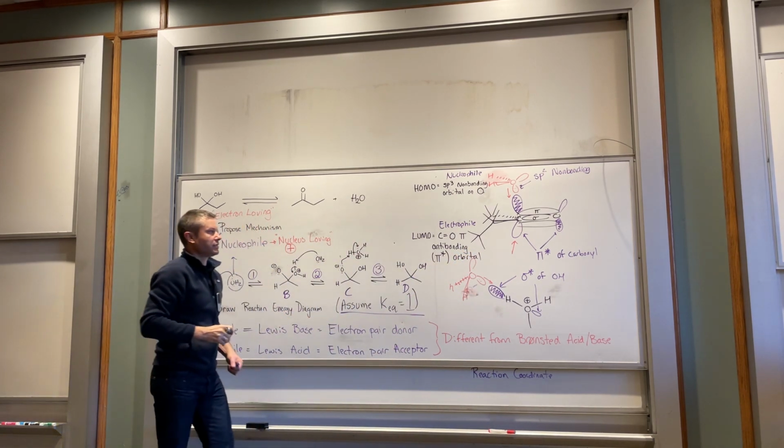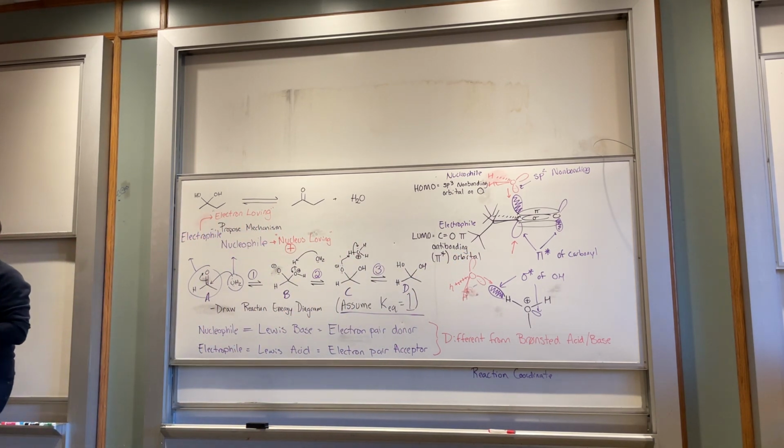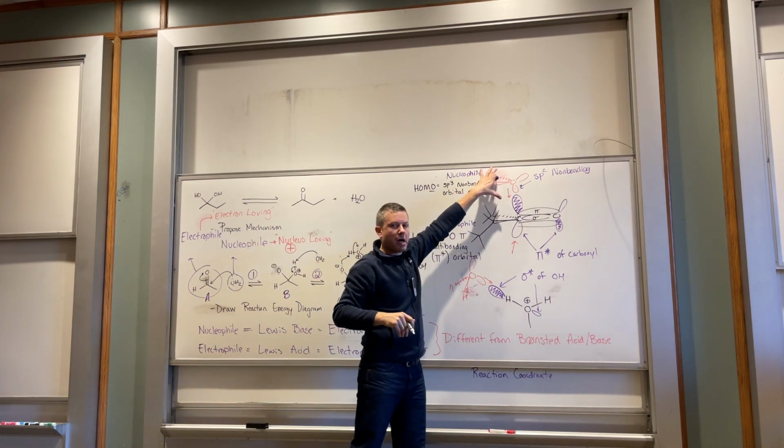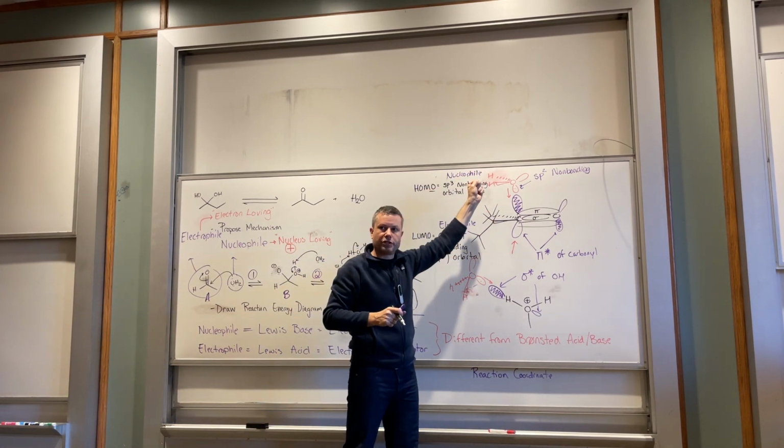Right? And in this case, the LUMO is going to be the carbon-oxygen pi antibonding or pi star orbital. Okay, so in a reaction, the HOMO is the orbital that is donating the electrons, right? And specifically the orbital. So we're not naming this molecule as the HOMO or the oxygen as the HOMO.